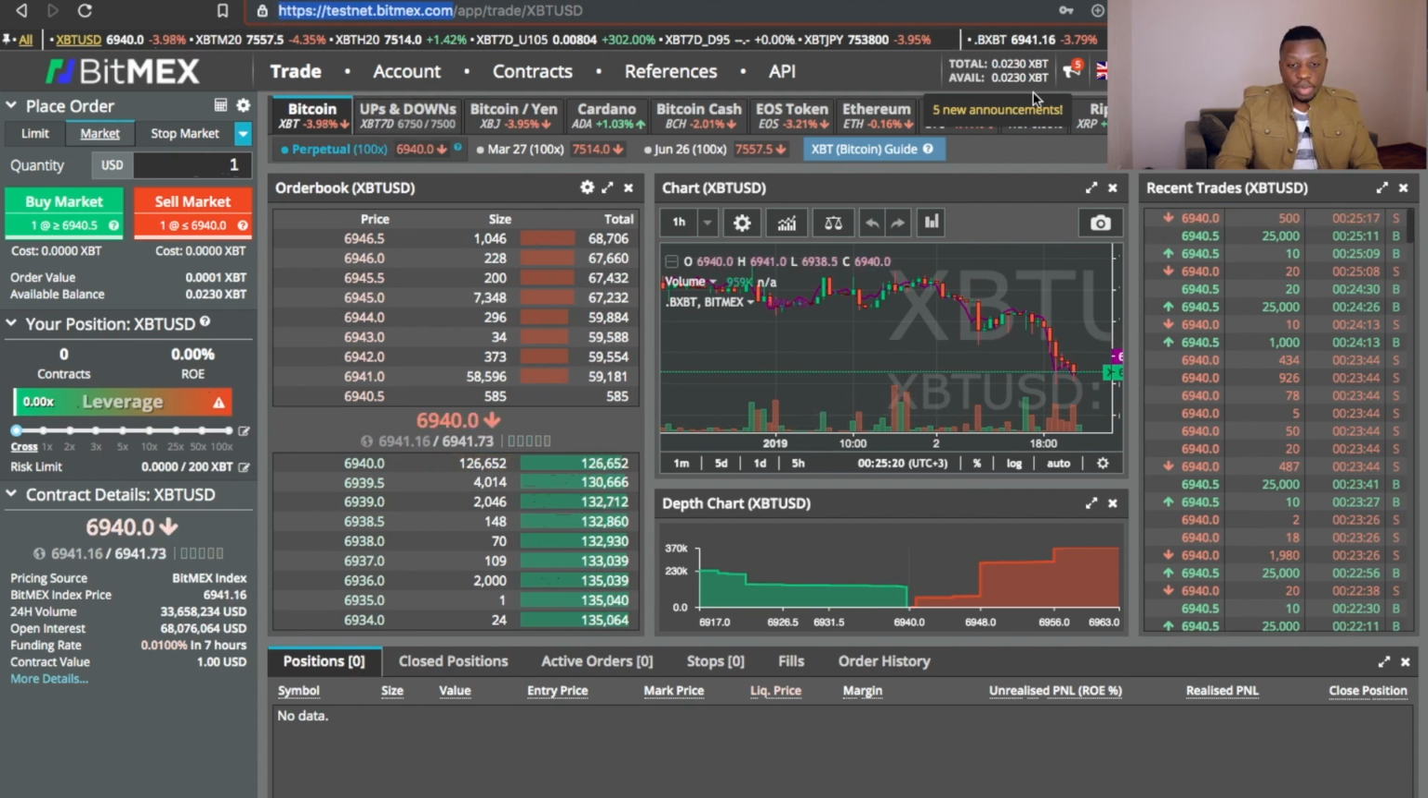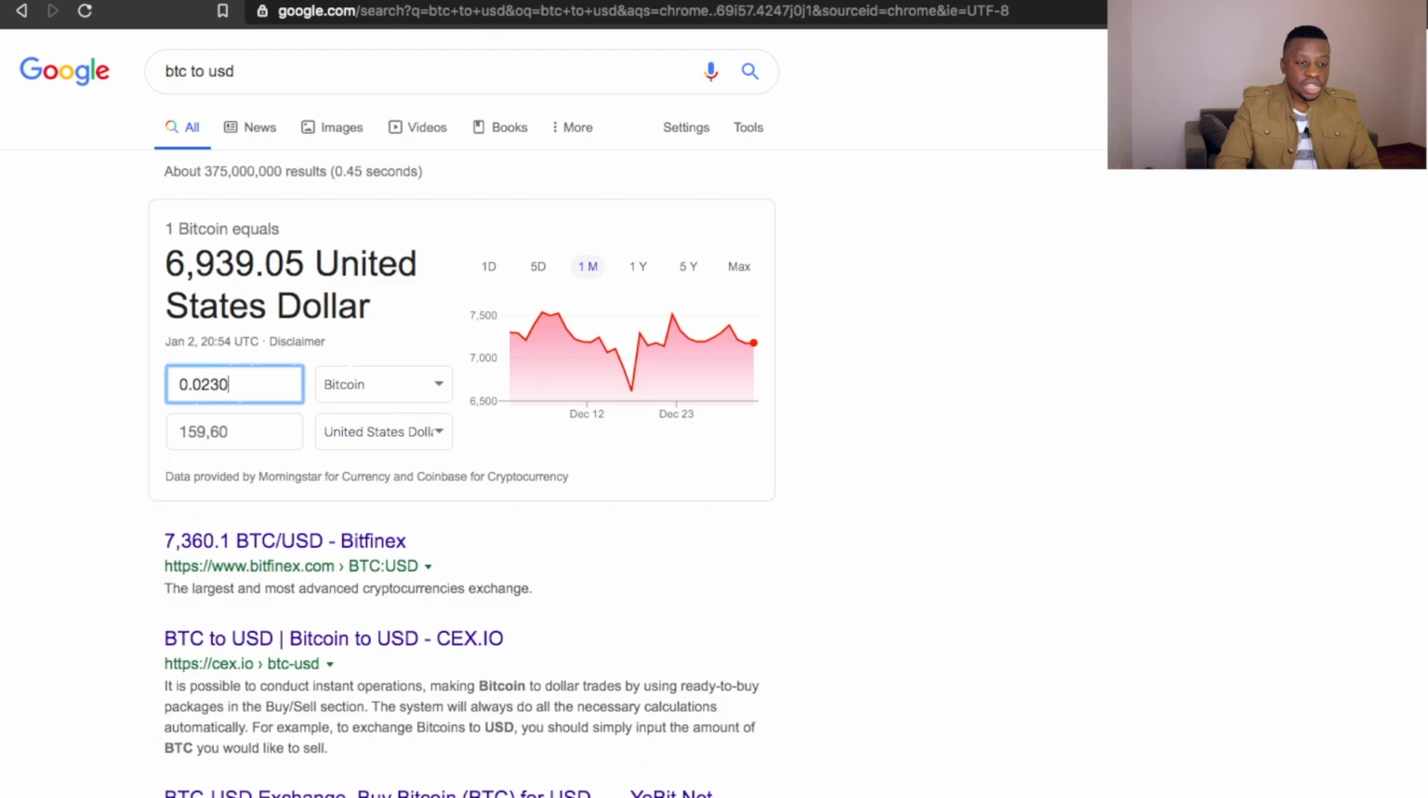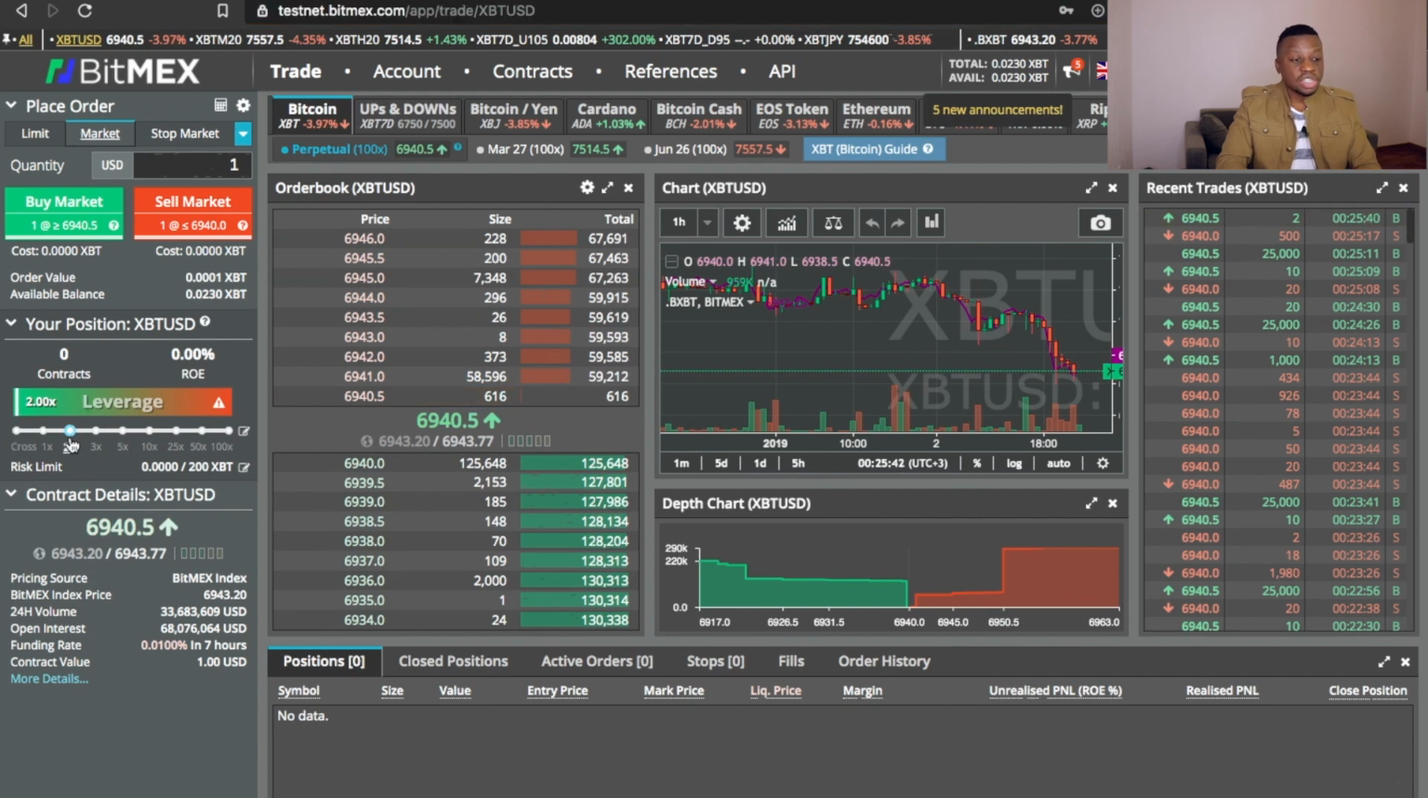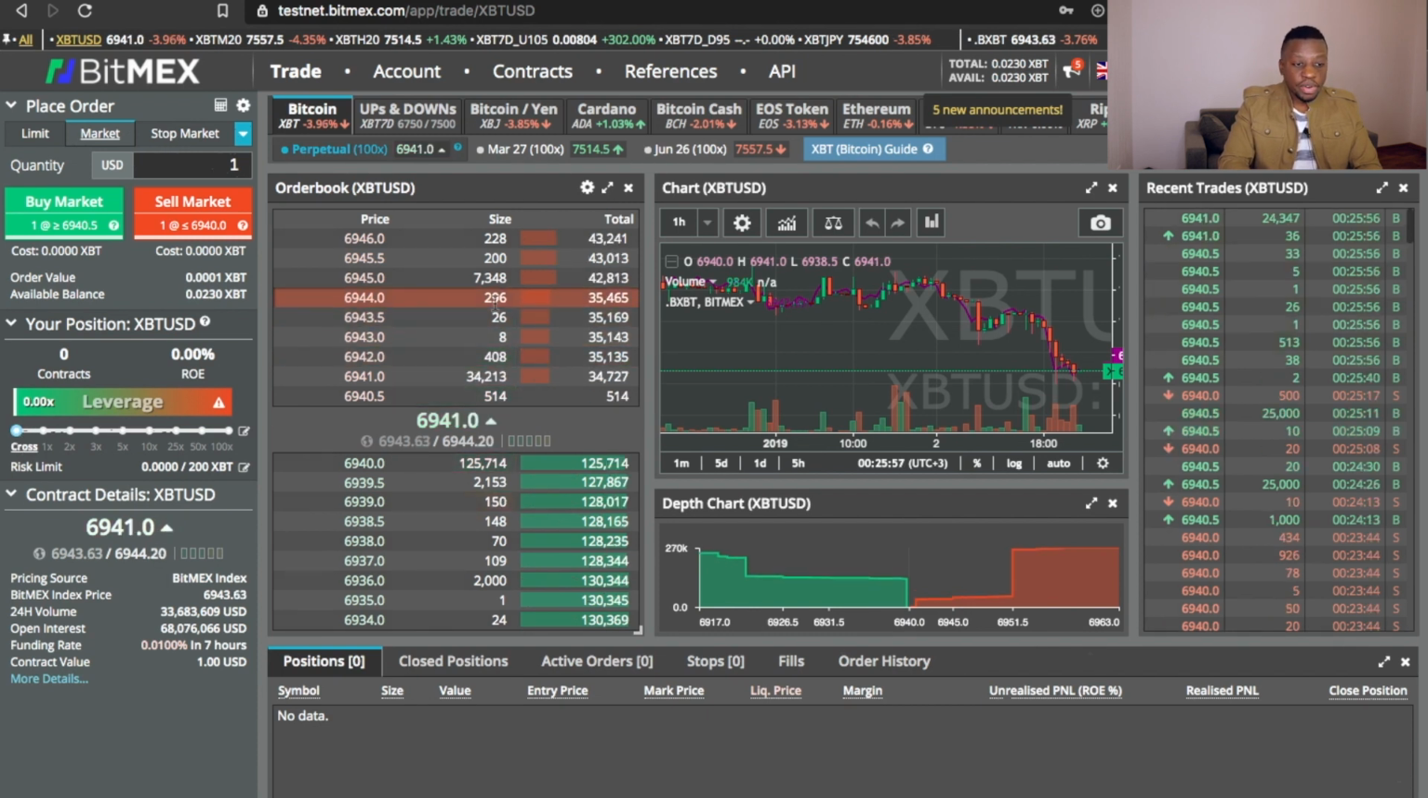So as you can see, I have about 0.023 BTC. That's equivalent to about 159 US dollars. So for example, if you want to use isolated margin, if you want to use about 2x, you can just simply slide this gear right over here, and then you're going to be using isolated margin. But in this particular case, we're going to be focusing on cross. So just have the gear right over there, and then you're going to be very good to go.